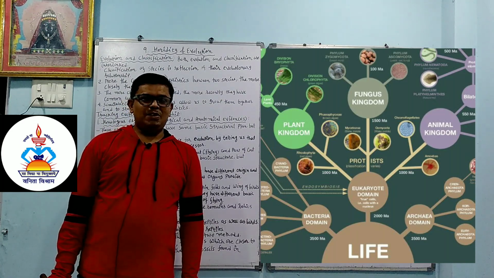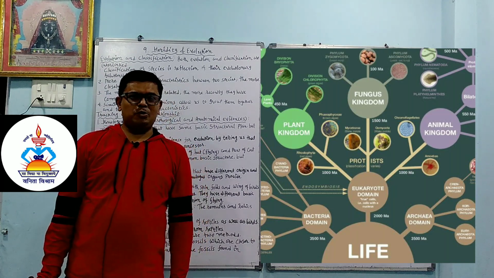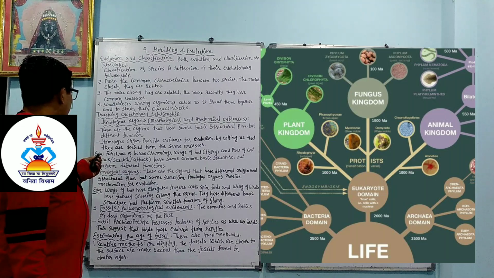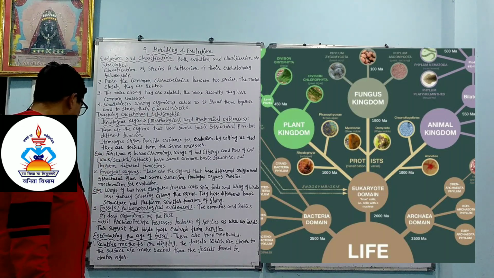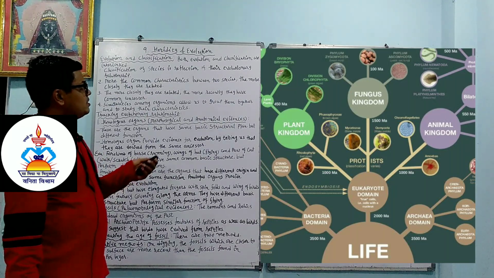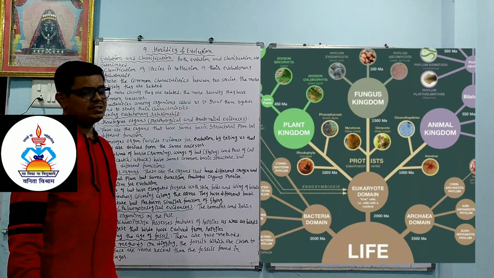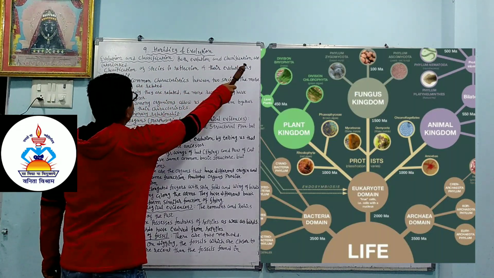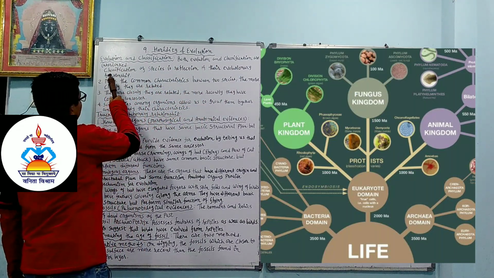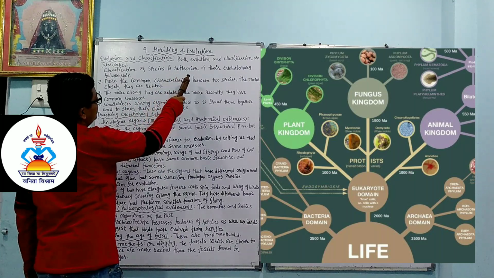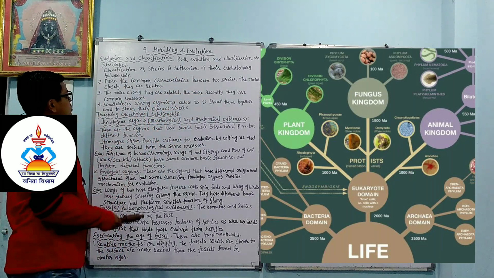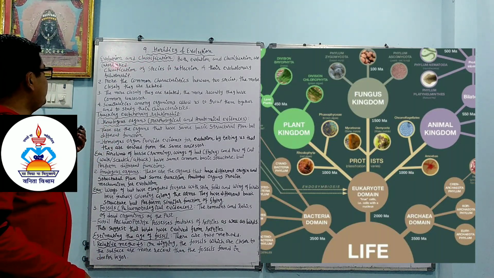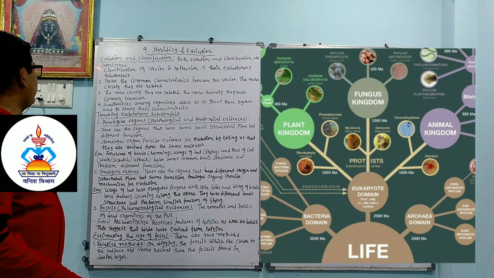Today we are going to continue Chapter 9, Heredity and Evolution. Today we are going to learn about evolution and classification, homologous organs, analogous organs, fossils, relative methods of dating fossils, and evolution by stages. So we will start. Evolution and classification: both are interlinked.